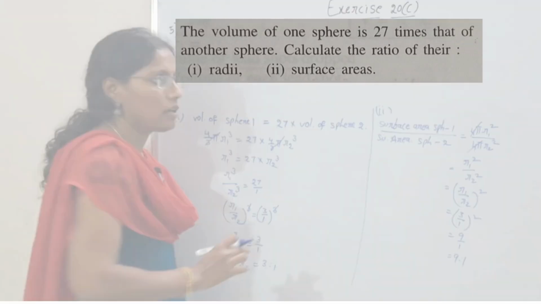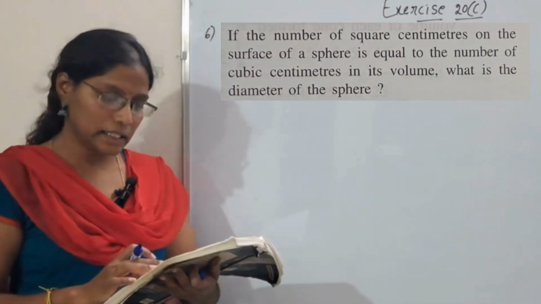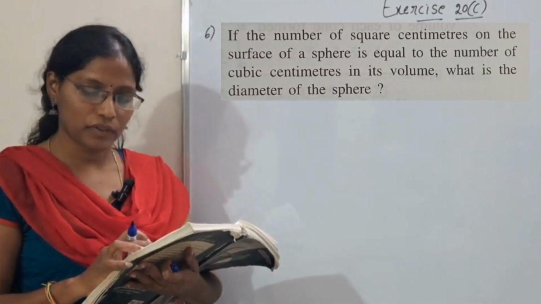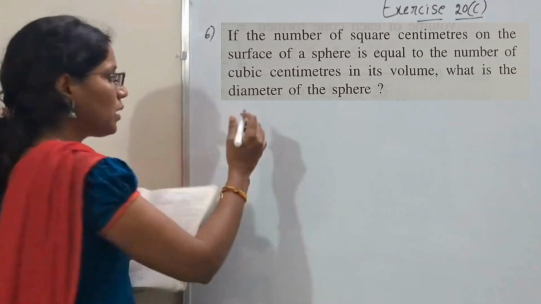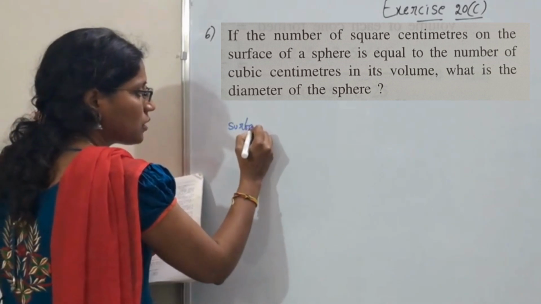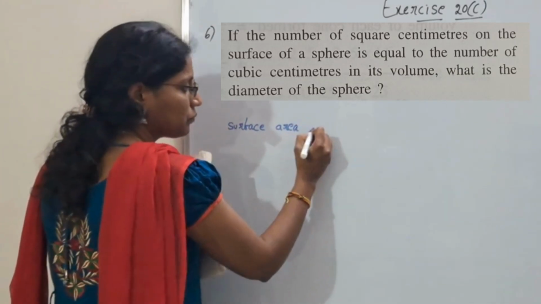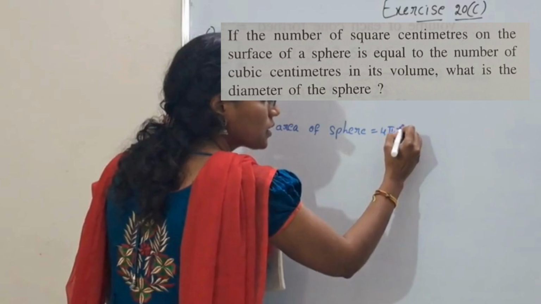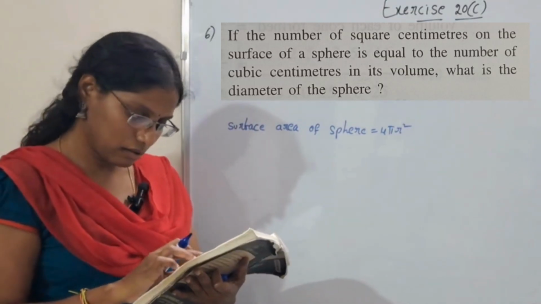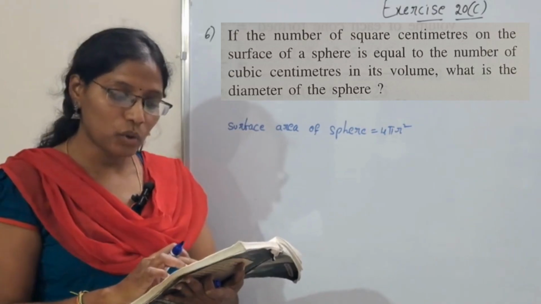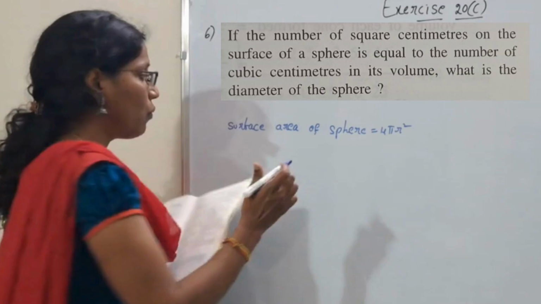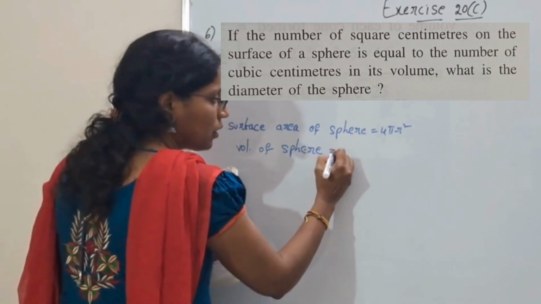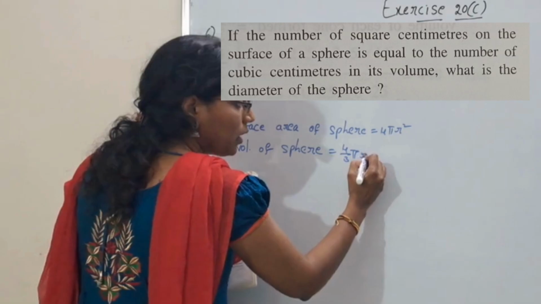This is the surface area ratio. Next, problem number 6. In this problem, the number of square centimeters in the surface area of the sphere is equal to the number of cubic centimeters of its volume. Surface area of sphere is equal to 4 pi r square. Volume of sphere is 4 by 3 pi r cube.